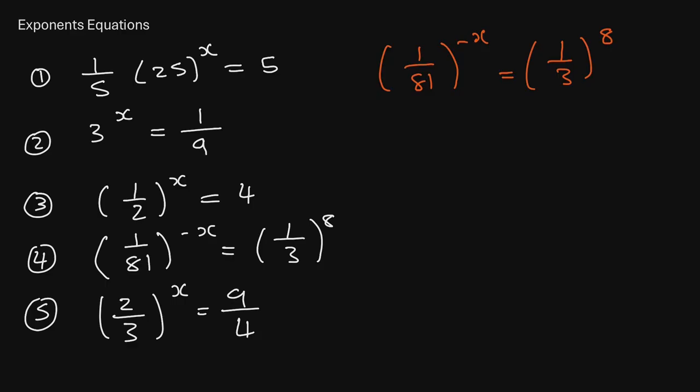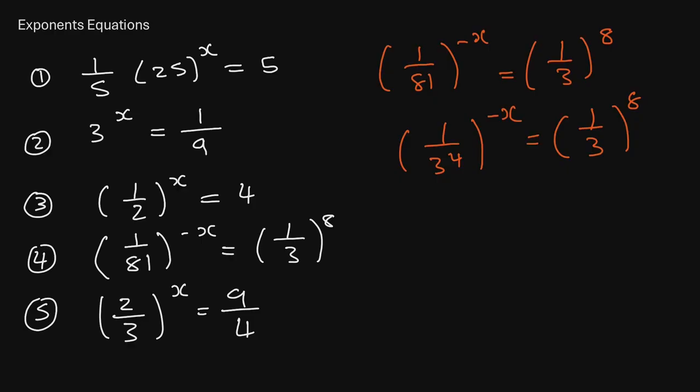So this one here is not with the base of a prime number, so we can write it as a base of the prime number. We put that in our calculator, and we get 1 over 3 to the power of 4, all to the power of negative x. And on this side here, we still have 1 over 3 to the power of 8.